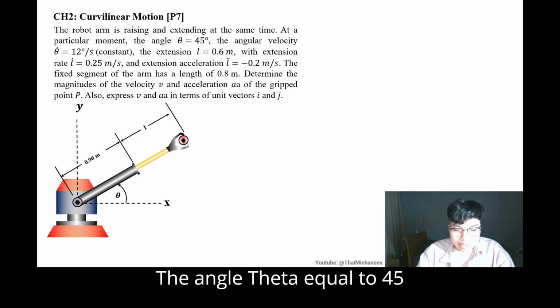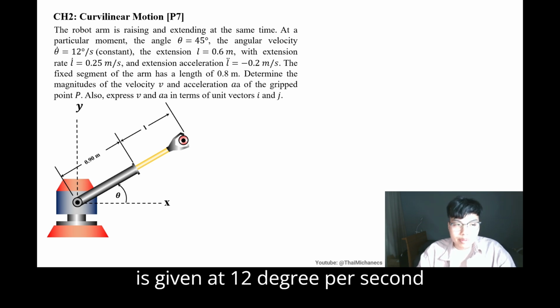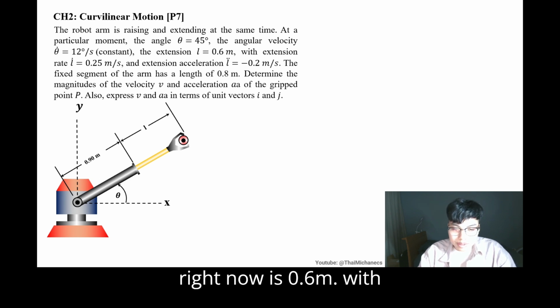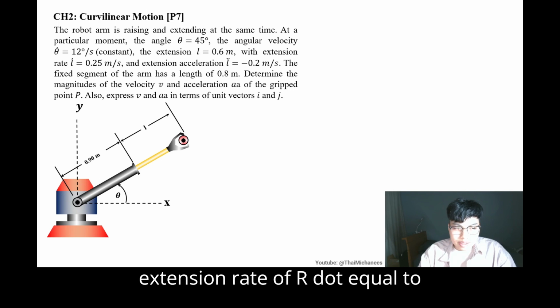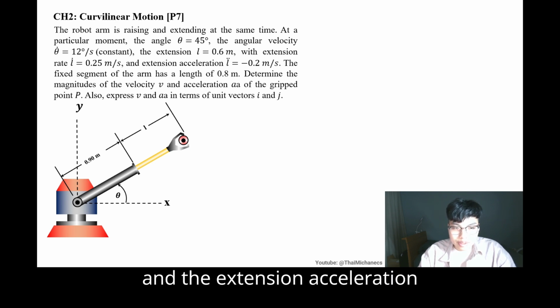The angle theta equals 45 degrees. The angular velocity is given at 12 degrees per second as a constant rate. The extension L right now is 0.6 meter with an extension rate of r dot equal to 0.25 meter per second, and the extension acceleration is L double dot equal to minus 0.2.